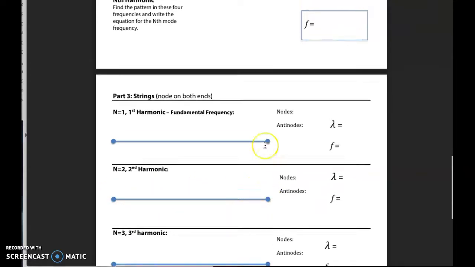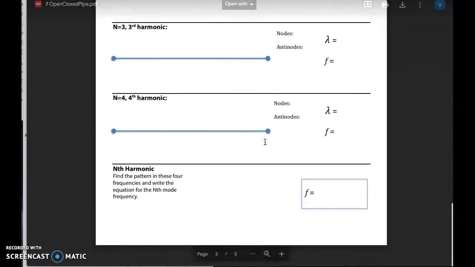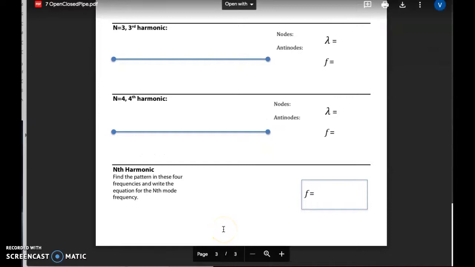So you'll do that for open and closed pipes and for strings, and for each one you'll find a general pattern, and then you can check your answers in the solutions on the web page.